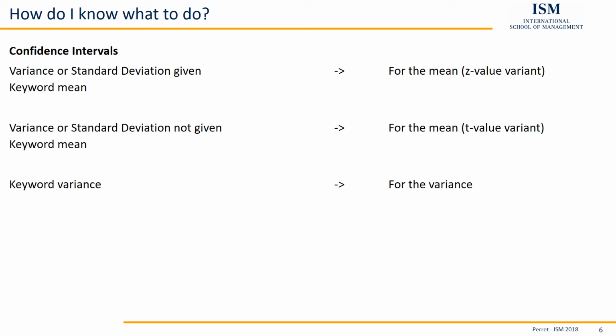If the keyword, however, is variance, that means you have to use the confidence interval version for the variance. Well, those are the three possibilities you're given here. Confidence interval for means, either with given variance or with unknown variance, and confidence intervals for the variance.